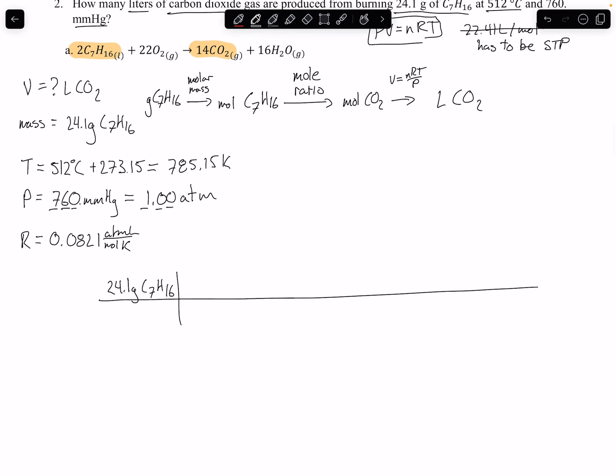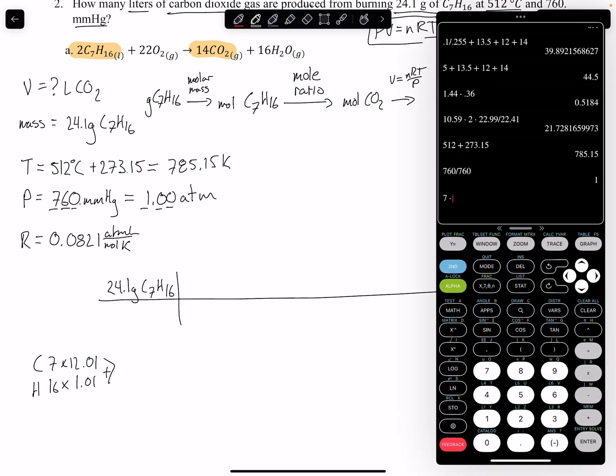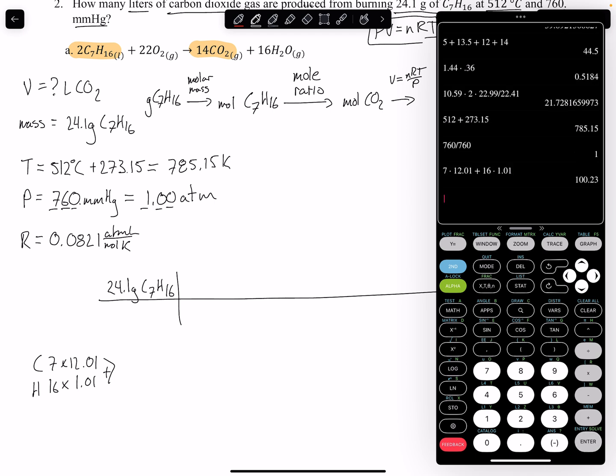So we haven't calculated this yet, but we're going to need the molar mass of C7H16. Carbon is 12.01. Hydrogen, there's 16 of them, times 1.01. So pull up my calculator again. 7 times 12.01 plus 16 times 1.01. Look at that, it's 100.23 grams per mole. And now I'm going to plug that in.